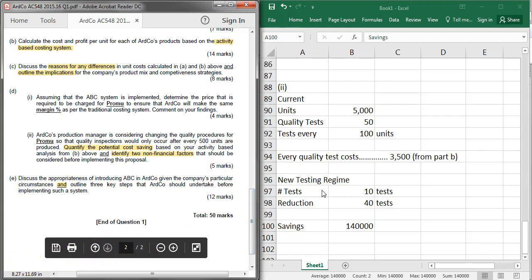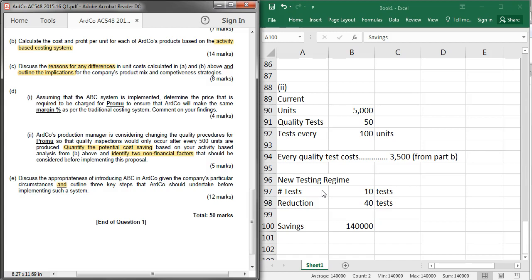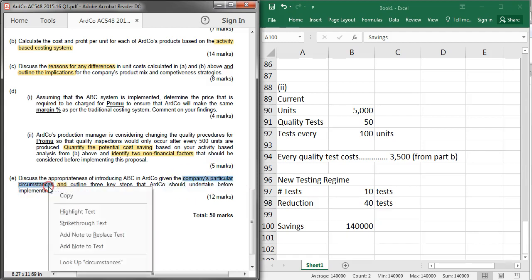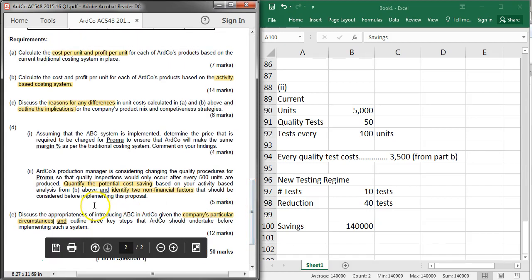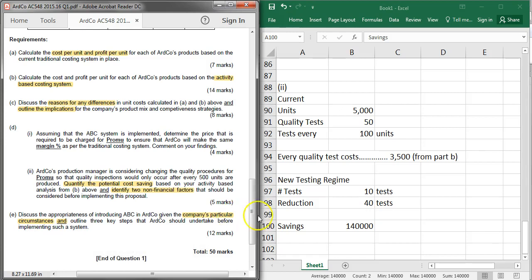So finally then, for 12 marks is discuss the appropriateness of introducing ABC in ArdCo and outline 3 key steps. Now, in the company's particular circumstance, that's the key thing, is use the information in the case again. And remember, be strategic here. You could have answered part E before part D. So if you're struggling here for 9 marks, get your 12 marks and be strategic with your exam technique. So get the marks you can on the board first, then worry about everything else.